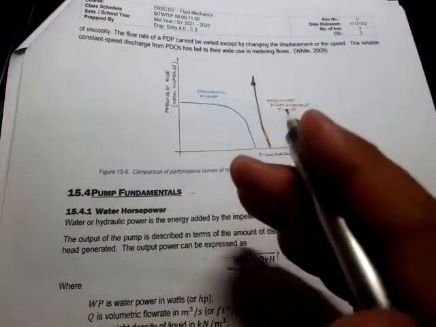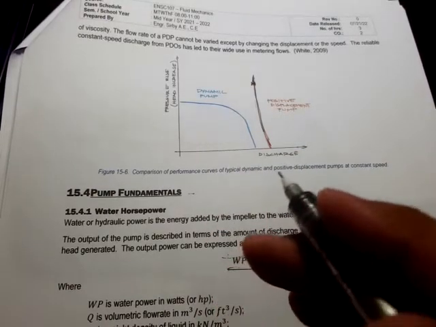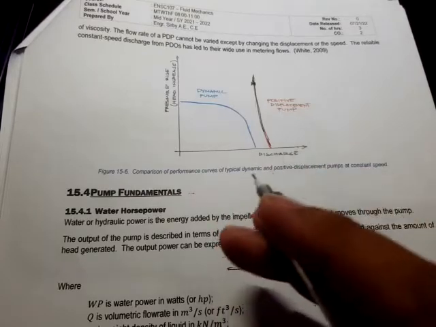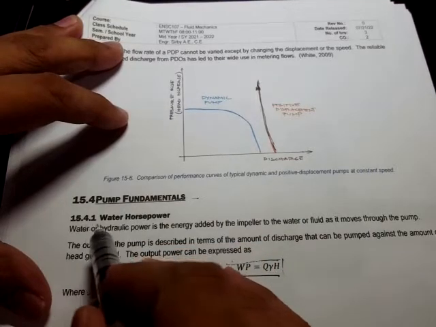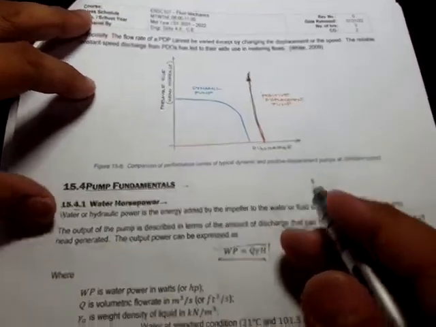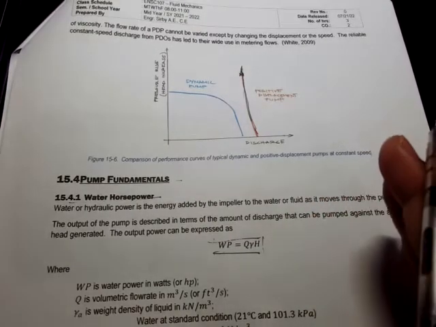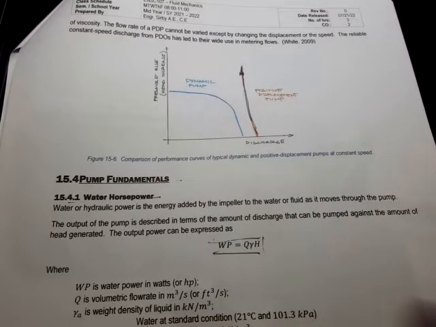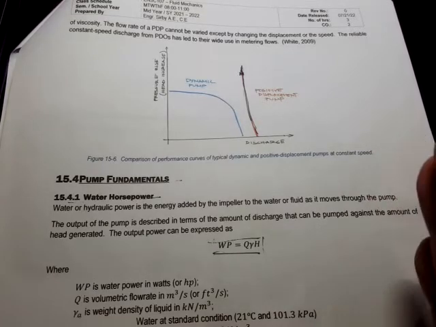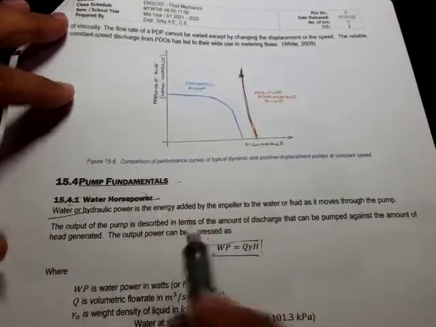Let's now move on to pump fundamentals. By the way, the pump fundamentals, or the equations that we'll encounter here, are just for dynamic pumps and specifically centrifugal pumps. The first equation that we'll discuss is the water horsepower. Just like our discussion with fans and blowers, where we had air horsepower, for pumps there's the hydraulic power, or the energy added by the impeller to the water or fluid as it moves through the pump. That's what we call the water horsepower.